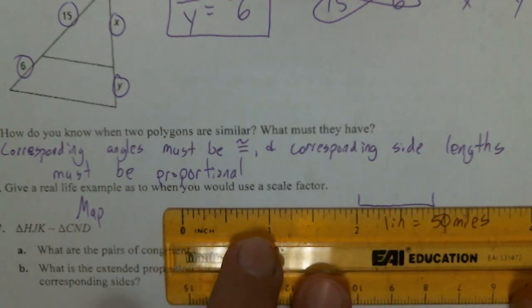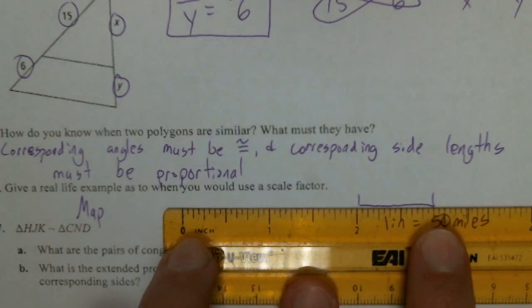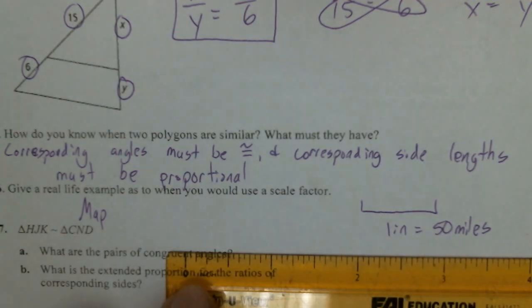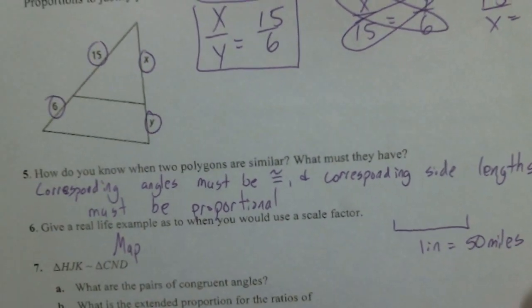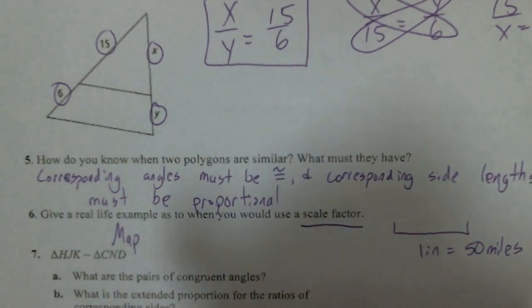Okay, well here's an inch. Okay, well so it's 3 inches from Atlanta to Augusta. All right, so that means 3 times 50 is going to be 150 miles, and that tells you about how long it's going to take to get to your destination. So that's probably the first thing I think about when I think about an actual scale factor.